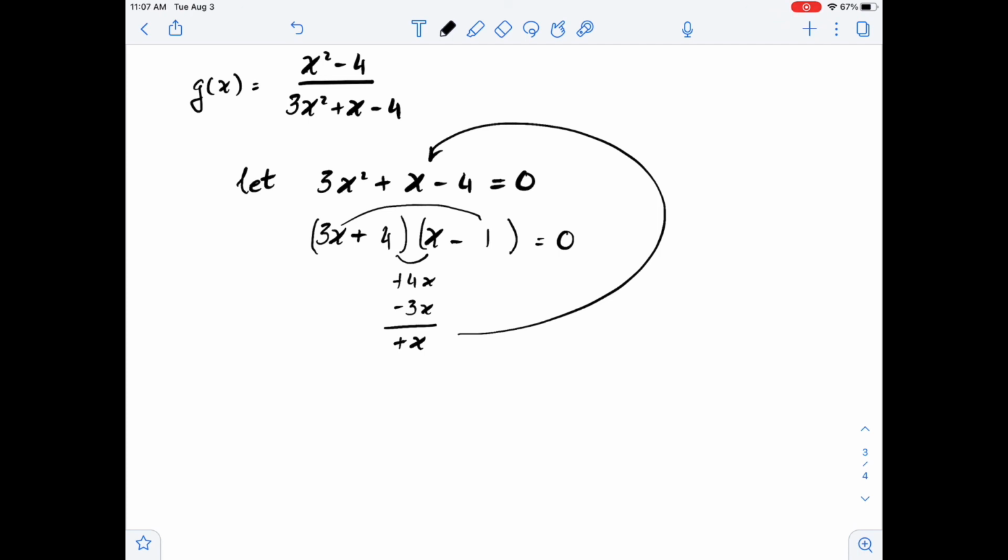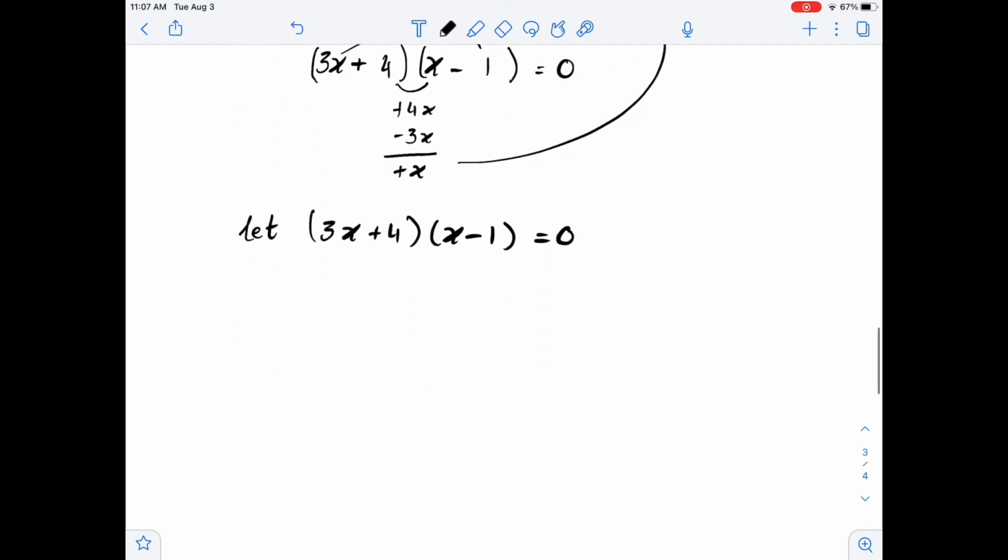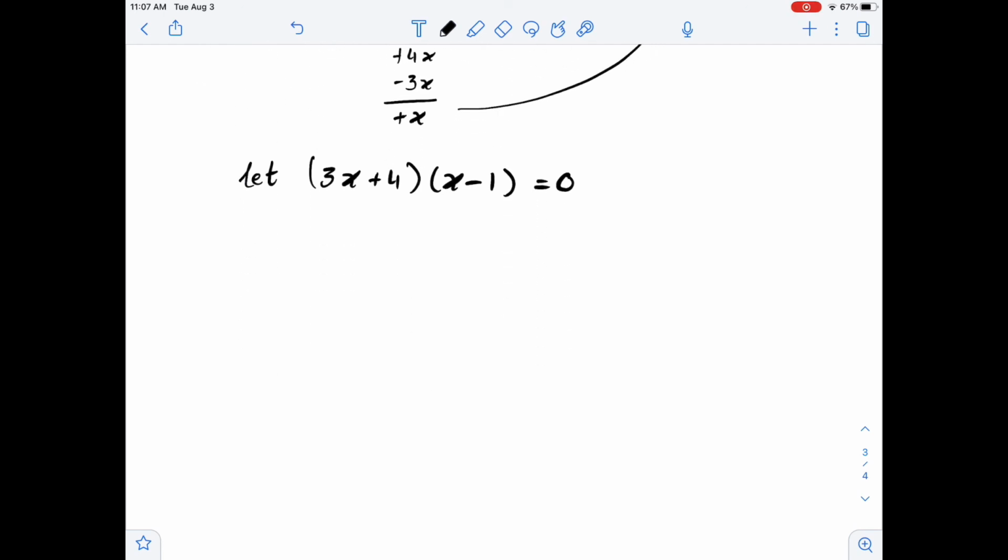And so what I'm doing is I'm letting 3x plus 4 times x minus 1 equal 0. Now I can solve it because I have factorized it. You see the importance of factoring. It's the factoring that allows us to solve our quadratic. So just as I did in the previous example, I'm going to take these one at a time. If I multiply this times this and get 0, therefore individually, either 3x plus 4 is equal to 0, or x minus 1 is equal to 0.